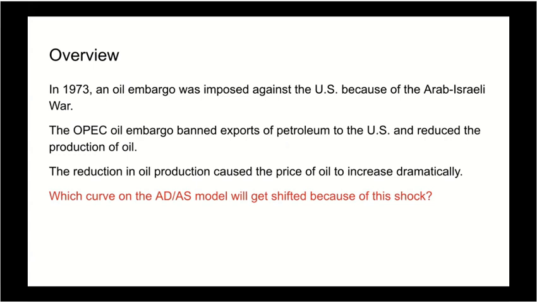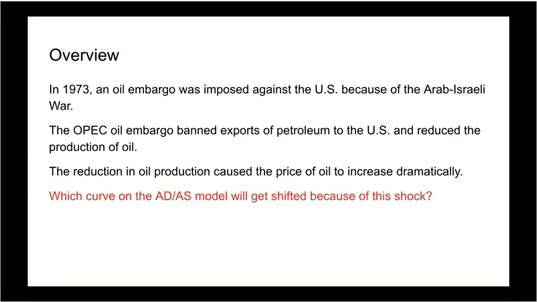The OPEC oil embargo banned exports of petroleum to the US and reduced the production of oil. The reduction in oil production caused the price of oil to increase dramatically. So before we continue, what curve on the AD/AS model, the aggregate demand, aggregate supply model, will get shifted because of this shock? Take a moment to think about it and fill out that question in your worksheet.